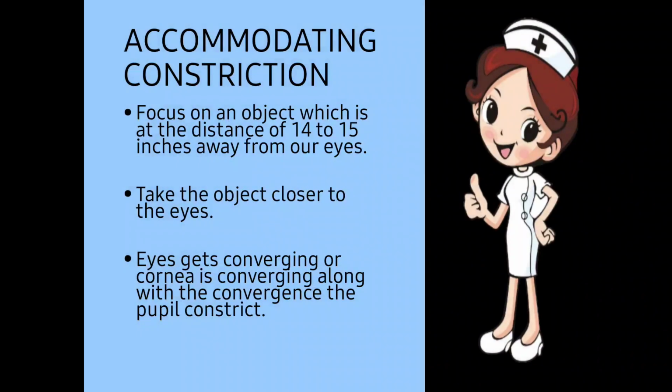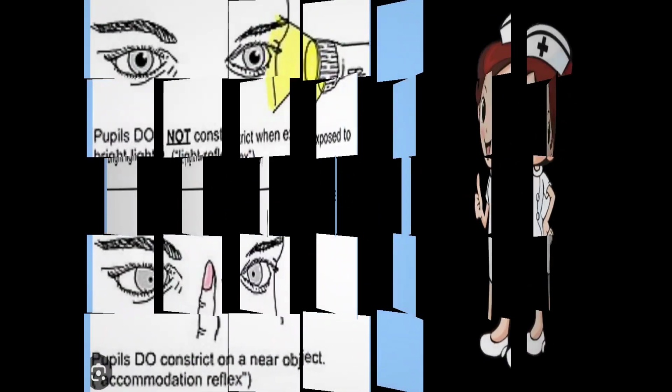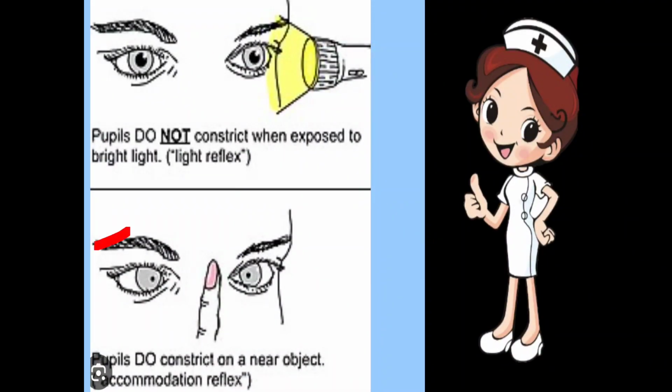Okay, accommodating constriction. Now what is accommodating constriction? We ask the patient to focus at a distance of 14 to 15 inches away from the eyes. Now we will take the object closer to the eyes and we will see that accommodating constriction is there. Here the convergence is also present. Okay, now the patient is focusing at this point, convergence as well as constriction is there.